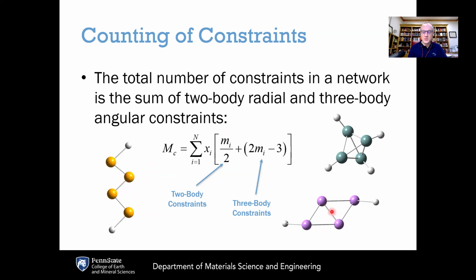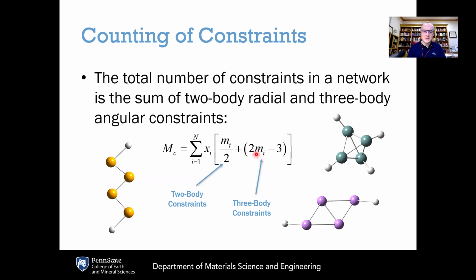If it is a 3-coordinated atom, then you've got 3 divided by 2, which is 1.5 rigid constraints per atom. And if it is a 4-coordinated element like germanium, then you'd have 4 divided by 2. So in other words, that is 2 rigid radial constraints per atom. So that is this first term. The second term is summing up over all the angular constraints in the system.